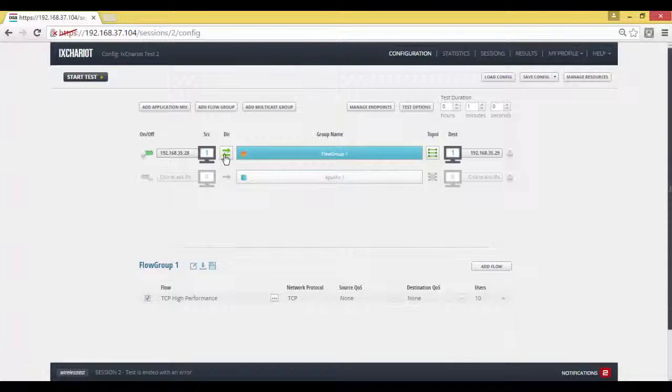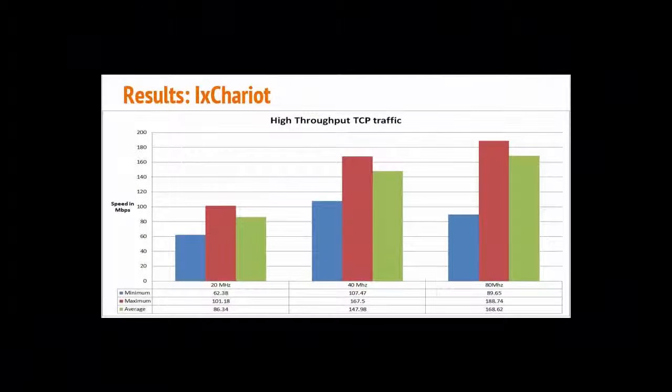IxChariot, which is an enterprise-level throughput testing tool, to test the throughput between our endpoints. One endpoint was connected to the transmitter, the other was connected to the receiver. We measured bidirectional throughput using round-robin topology, simulating the test using 10 users. Apart from TCP throughput, we also simulated YouTube traffic. Now let us talk about the results.